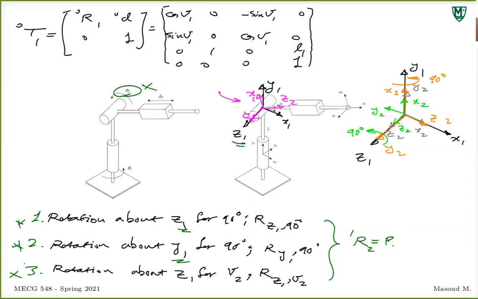So you get RZ1 V2 multiplied by RY1 90 degrees multiplied by RZ1 90 degrees. I don't know why I put negative there. This is just 90 degrees. It's just a typo from my side. And there is no translation.